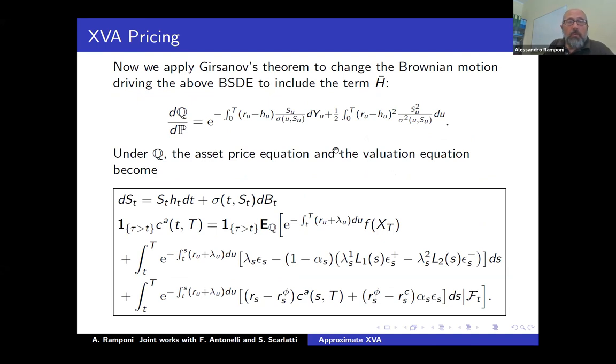In this way, under the new measure, we finally get a forward-backward stochastic differential equation, which is given in this form. The new dynamic for the underlying is given by this one, in which the drift is no longer given by the risk-free rate but by the hedging rate. Then the backward stochastic differential equation takes this form. So up to now, the only thing that we have to choose is the value of the closeout term, the value of epsilon.